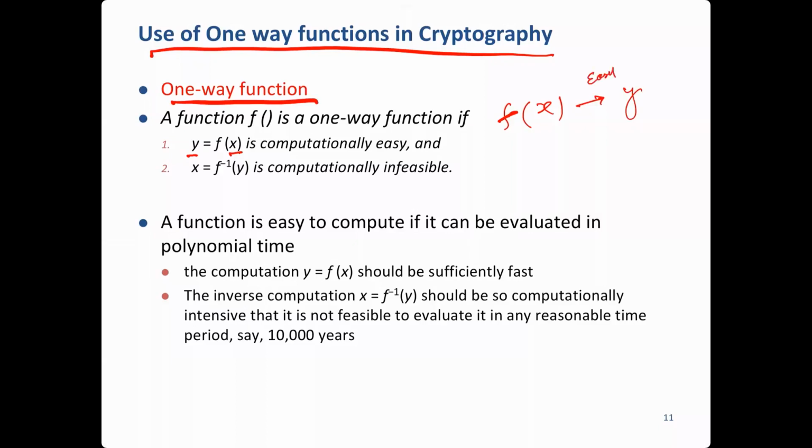Now the reverse problem: given y, can you get x? It is computationally infeasible. Basically you would have to compute f inverse of y, and this f inverse cannot be done in reasonable time. Maybe less than 10,000 years, you cannot do it. Then we say it is infeasible, from today's computers.